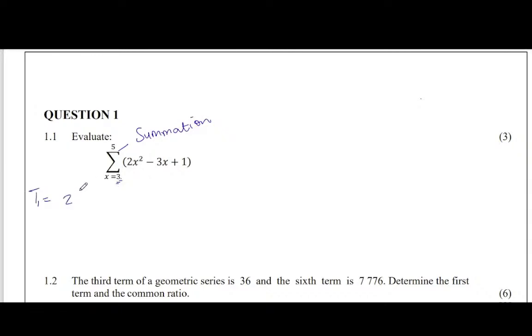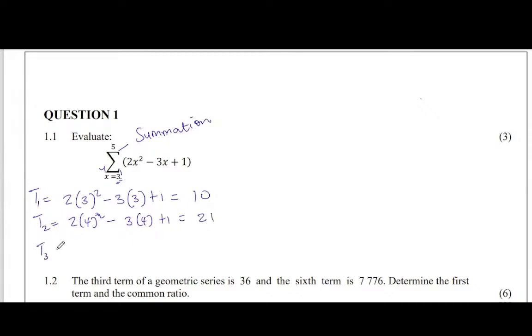So this is going to be 2 times 3 squared minus 3 times 3 plus 1. So that is 9 times 2 is 18, minus 9 is 9, plus 1 is 10. Then I need my second term, whereby x now increases to 4. So 2 times 4 squared minus 3 times 4 plus 1. So that is 16 times 2 is 32, minus 12 is 20, plus 1. It's going to give us 21.